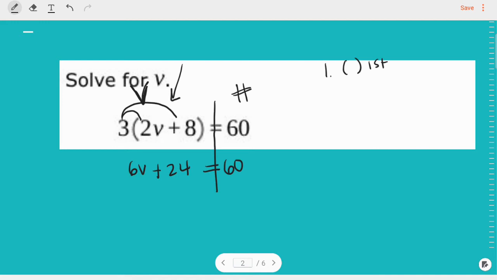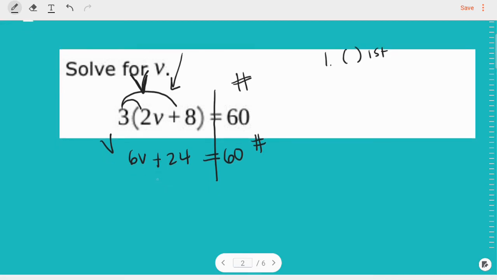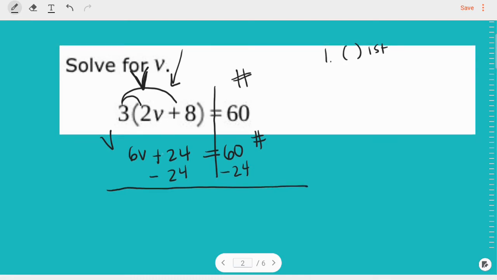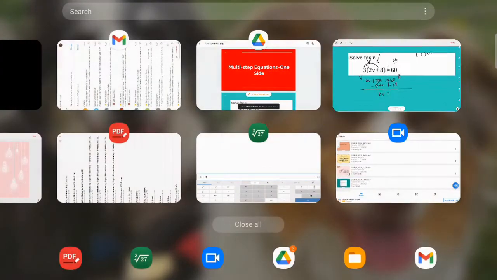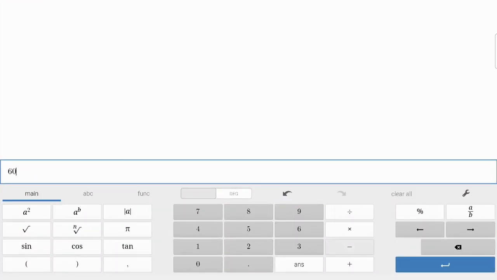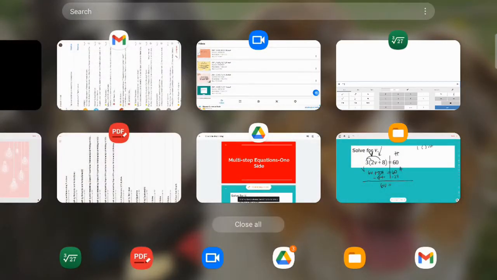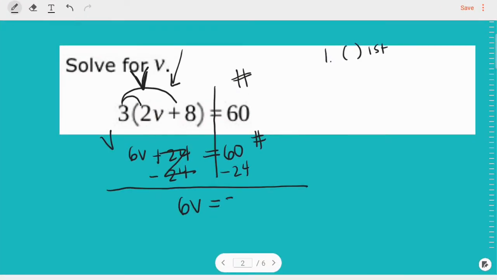Continuing to solve this, if this is my variable side and this is my number side, I don't want on my variable side a positive 24. That doesn't have a variable, so let's get rid of it. To get rid of positive 24, I'm going to subtract 24 from both sides. And I am left with, on the left-hand side, the 24 zeros out, and I'm left with 6v is equal to 60 minus 24. Let's check that in our calculator. 36. So 60 minus 24 is 36.